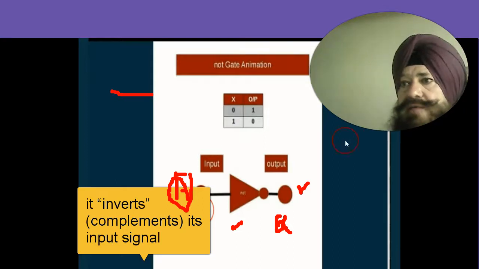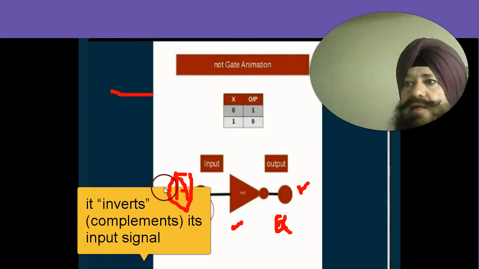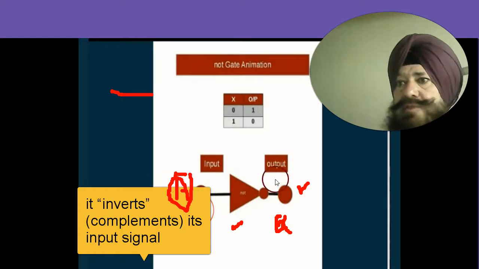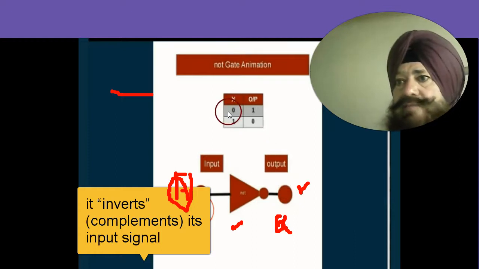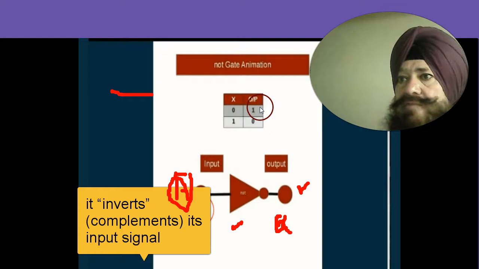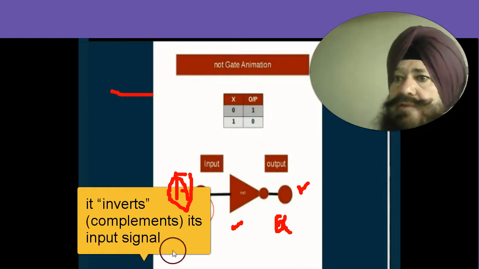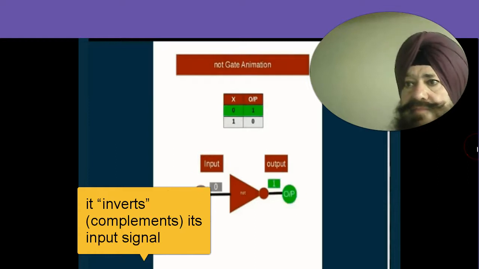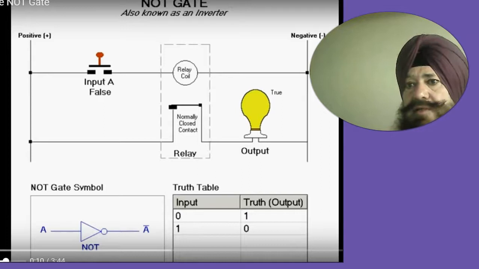In other words, if the input is true, then the output will be false. Similarly, a false input results in a true output. So in terms of bits, if the input is 0, the output is 1, and if the input is 1, the output is 0. So this is the logic of the NOT gate.